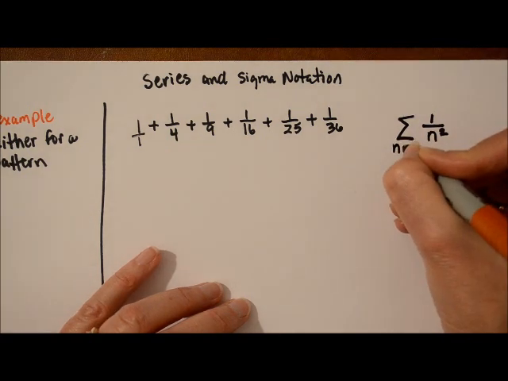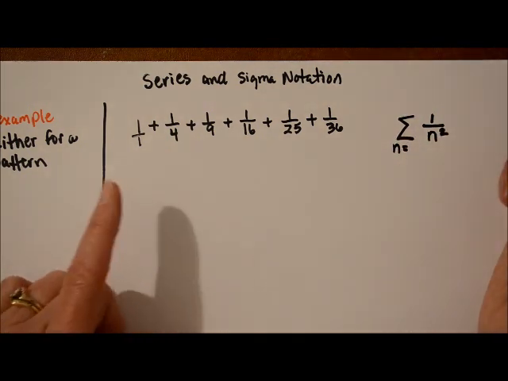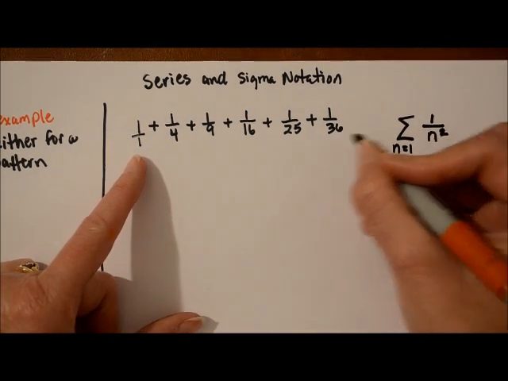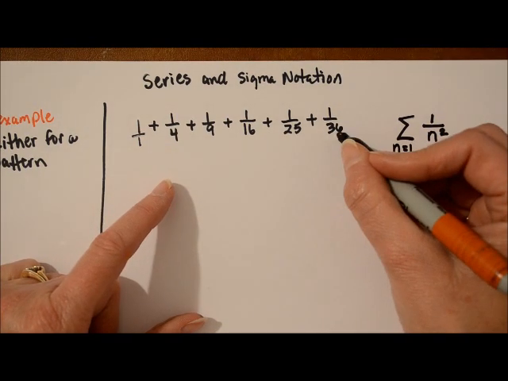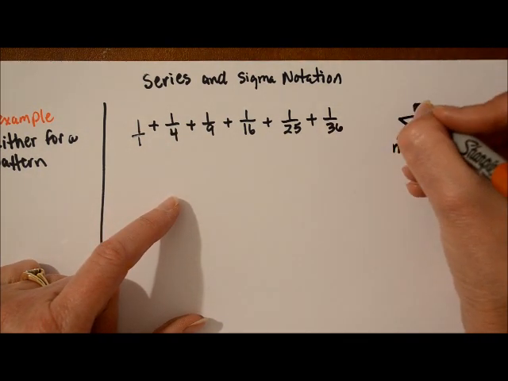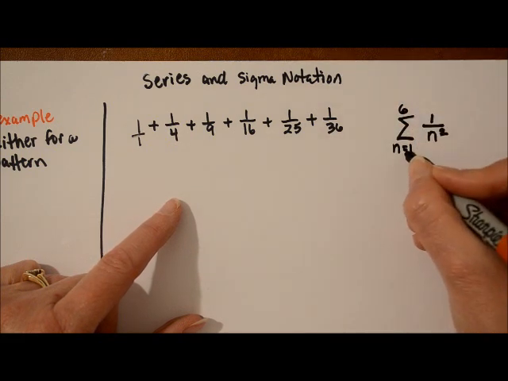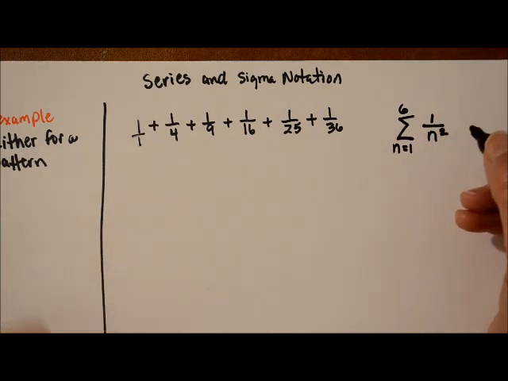N then is going to start at 1, right? Because it's 1 squared. And it's going to stop at n squared equals 36, so n must be 6. So I'm going to start at 1, I'm going to end at 6. I have 1 over n squared. There's a pattern. I could also have, let me look here just for a second.